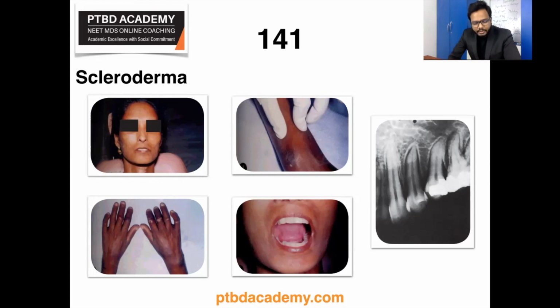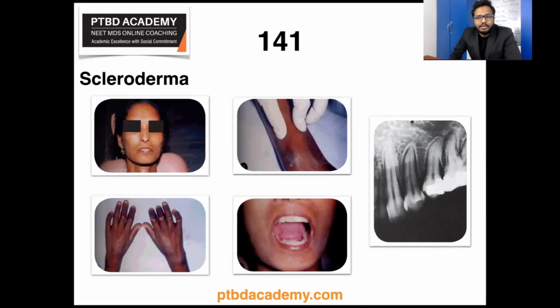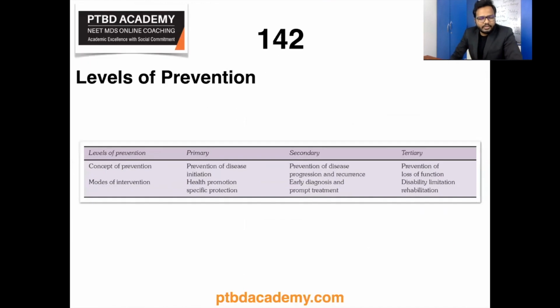With respect to the oral cavity, you can see limited mouth opening, which is very evident in this particular case because of involvement of perioral skin. And on the extreme right, you can see an IOPA radiograph showing extreme widening of the periodontal ligament, which is obvious in case of scleroderma.